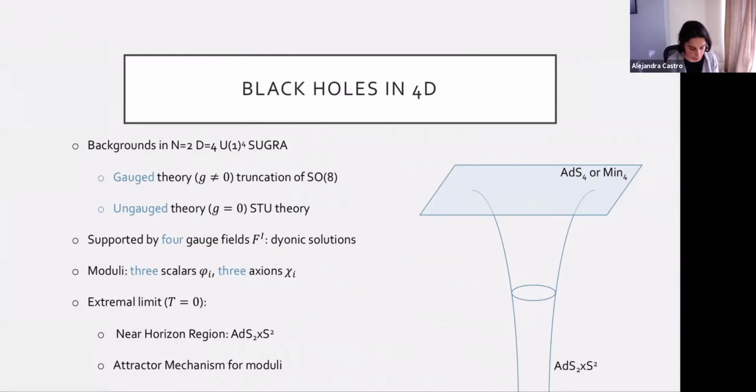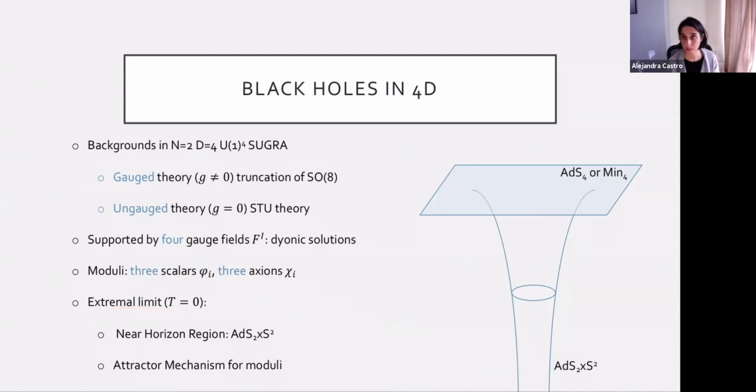There's matter as well in this theory. So the thing that you need to know is that there's 3 scalars that I'll be calling phi_I, and there's 3 axions that are chi_I. Okay, so this is what we usually refer to as the moduli, and they're basically scalar fields in your supergravity description. Now, our starting point, so we're going to be looking at solutions starting from their extremal limit.